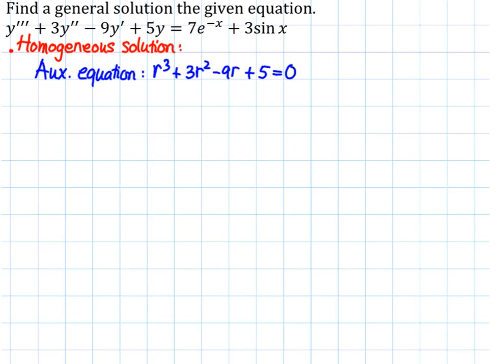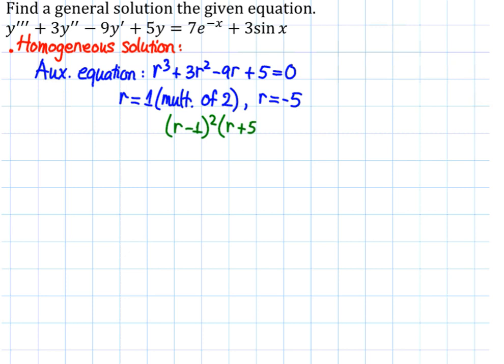Right. So we say r equal to 1 with multiplicity of 2 and then r equal to -5 with multiplicity of 1. With that we say (r minus 1) squared, and for r equal to -5, we say r plus 5. If we multiply it out, we should have the left hand side of the equation.